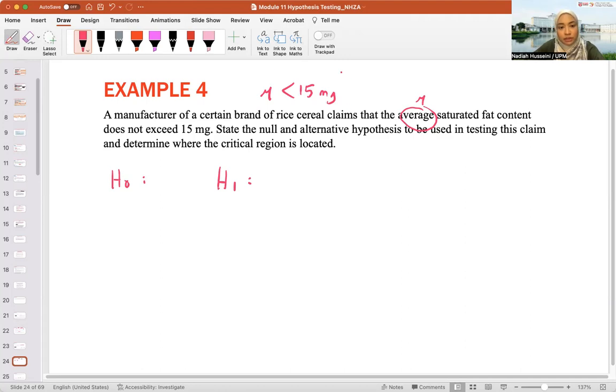So is this my null hypothesis or is this my alternative hypothesis? Pretty easy. What's the answer, guys? Alternative, yes. Thank you. So mu less than 15 milligrams. We're not going to put the units here. It's going to be our alternative hypothesis, and the mu that is greater than or equal to 15 is going to be our null. Does not exceed 15. I hope this is what it means. Okay.